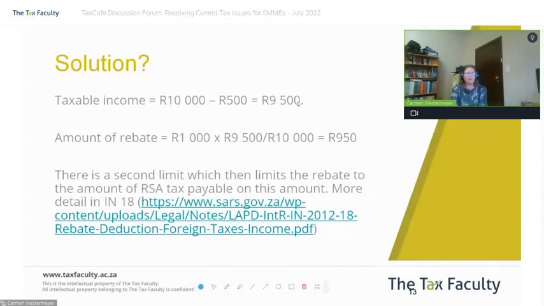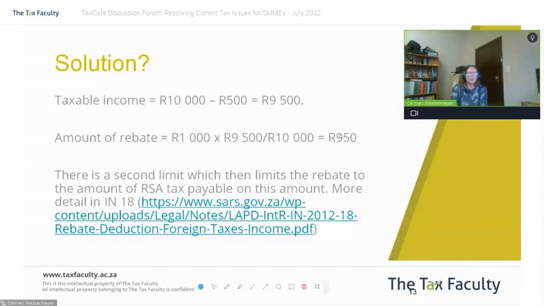I therefore have not included my full foreign income in taxable income. Therefore, the amount of my rebate is going to be limited. So I'm only going to be able to take, of my 1,000 Rand foreign taxes, effectively how much of the foreign income was actually included in taxable income. All right. So I'm only going to be able to claim a credit of 950.